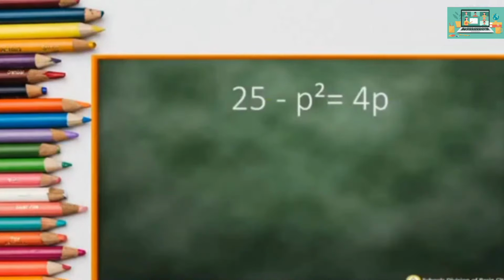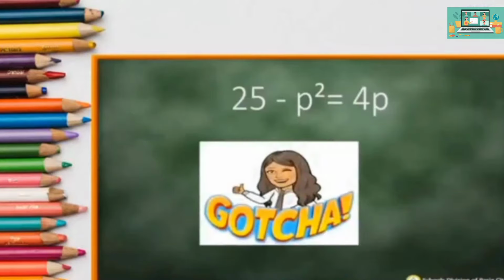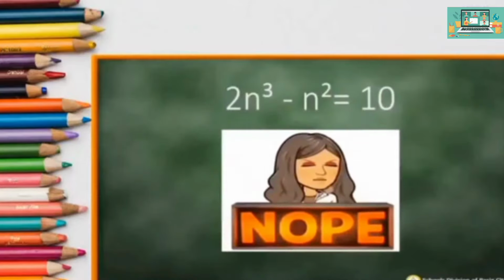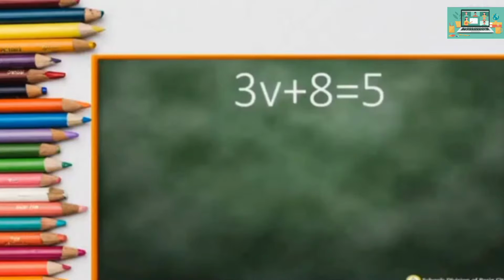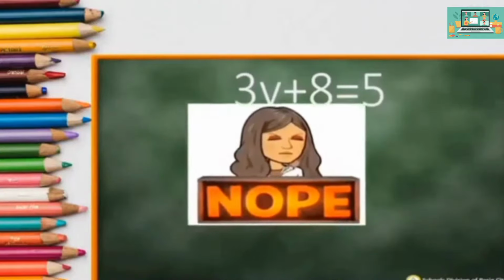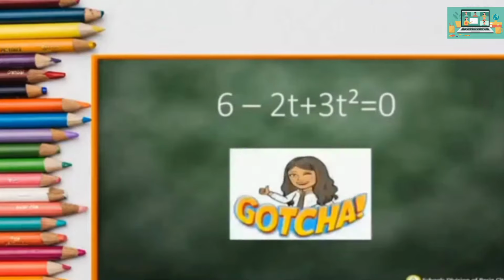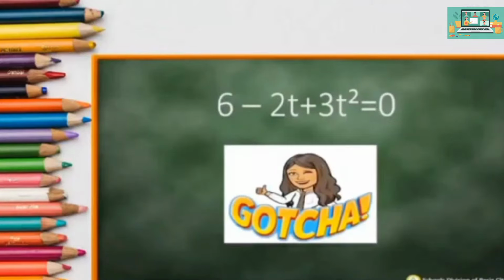25 minus p squared equals 4p. Is it a quadratic equation? Yes, it's a quadratic equation. How about 2n cubed minus n squared equals 10? No, it's not. Let's go to 3v plus 8 equals 5. It's not a quadratic equation. 6 minus 2t plus 3t squared equals 0. Yes, it's a quadratic equation.